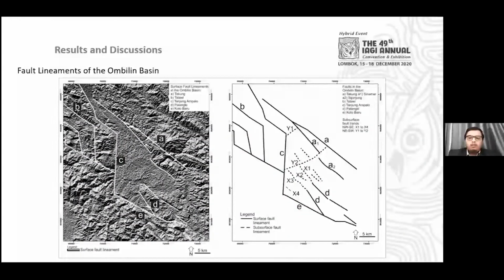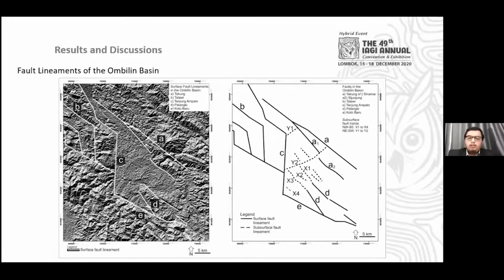This is the result of our study. These are the fault lineaments of both the surface and the subsurface. As we see in this map, we have three major trends in this basin. The first one is the northwest-southeast trend. This is the prominent trend in the study area. We have the Takung Fault as the major fault in the basin trending northwest-southeast, and we also have north-south and northeast-southwest trends in this basin.